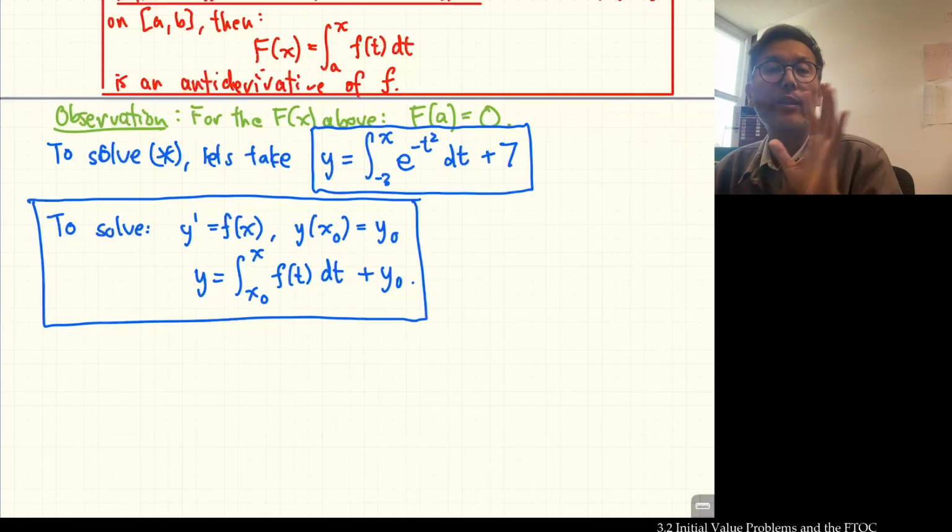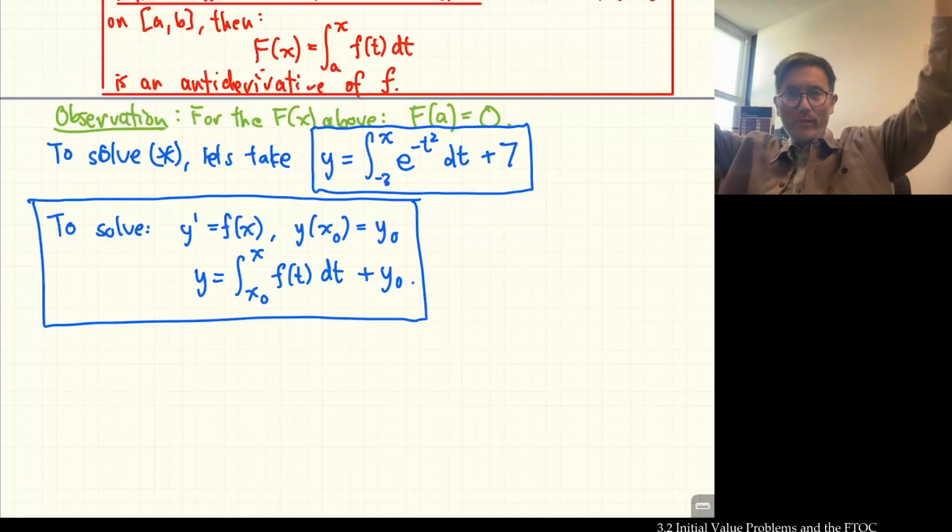our differential equation is relatively simple. Okay, that's enough for right now.